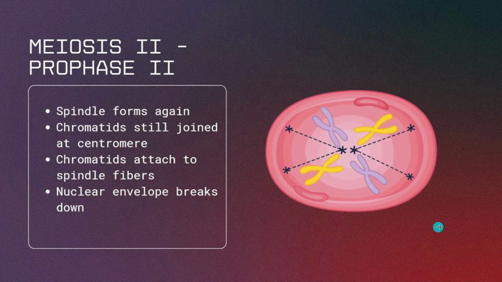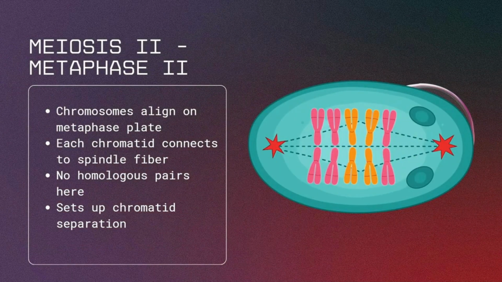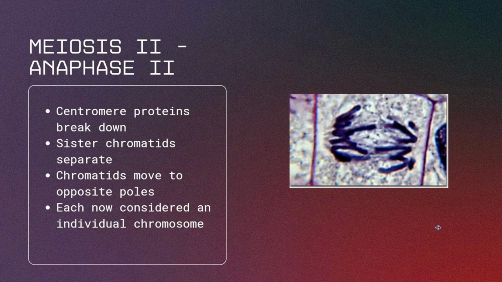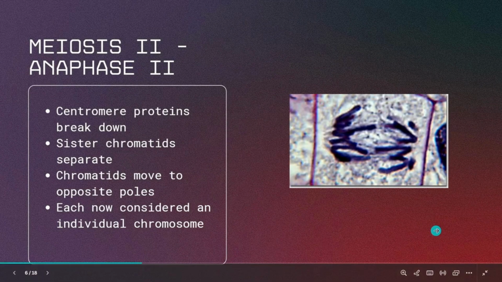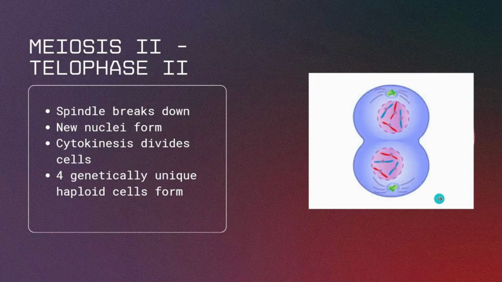So here's a quick rundown. In prophase 2, the spindle forms, the nuclear envelope breaks, and chromatids are still connected. Metaphase 2, chromosomes line up in a single file. Anaphase 2, sister chromatids separate for the first time. Each becomes an individual chromosome. Telophase 2, nuclei reform, cytokinesis, and you end up with 4 unique cells.